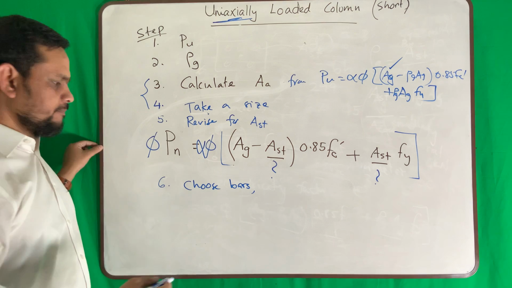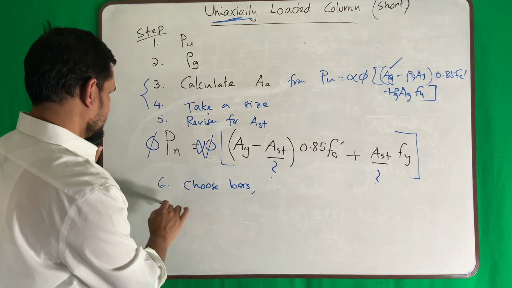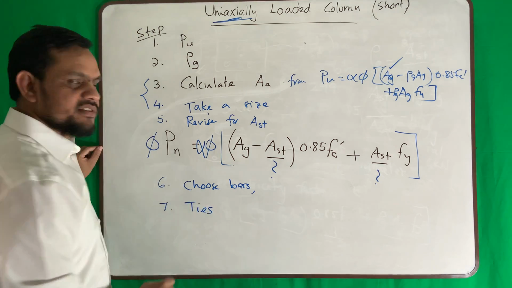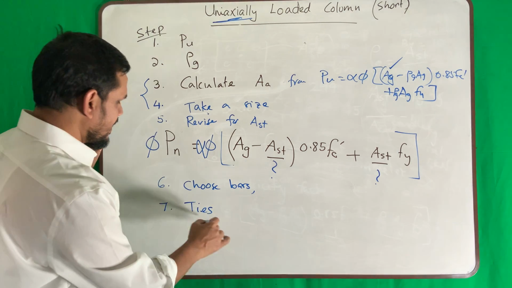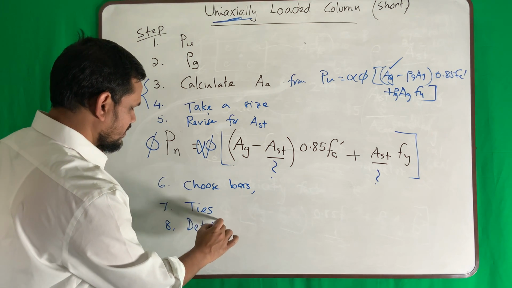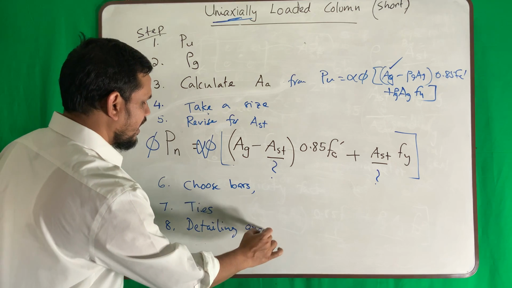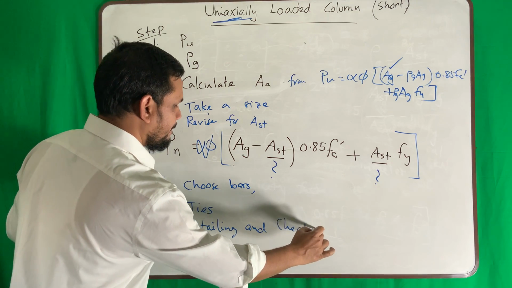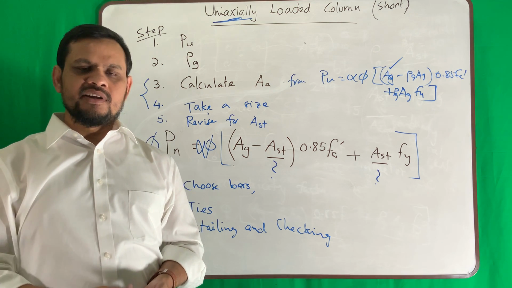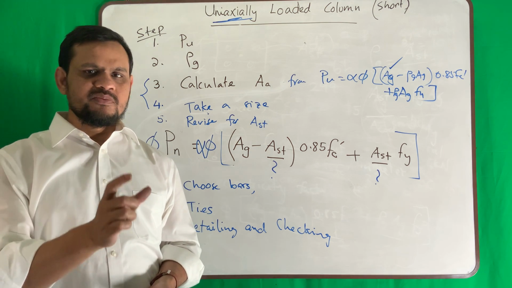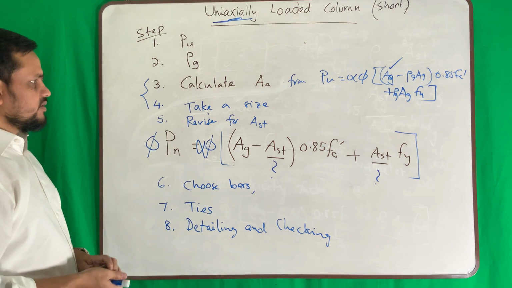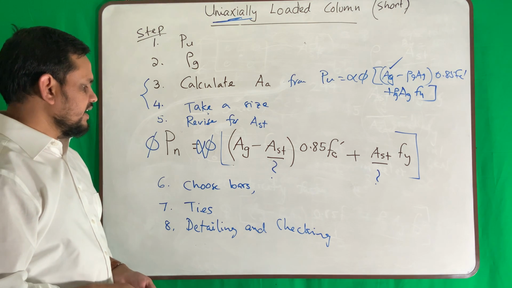and then 7 is tie, select a tie, spacing, do everything. Then number 8, detailing and checking. That means check your minimum spacing, check clear cover, check number of bars, check the reinforcement ratio, everything. Yes. So hopefully you understood. So in the next video, we will see an example.